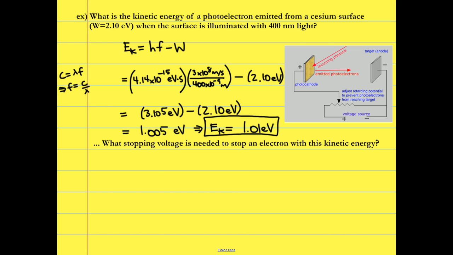Next up, what stopping voltage is needed to stop an electron with this kinetic energy? Well, it's pretty simple. It's 1.01 volts. Life gets a bit easier if we measure energies in electron volts when we're dealing with elementary charges.